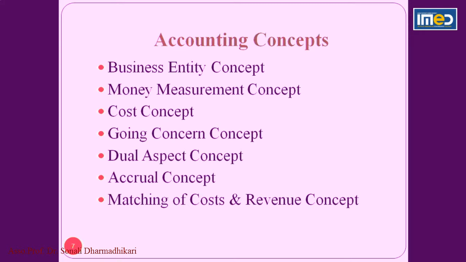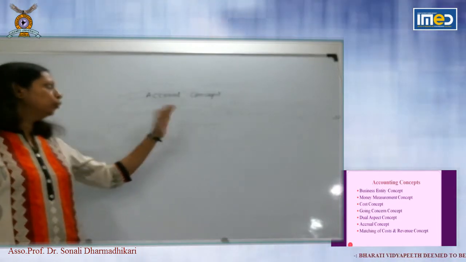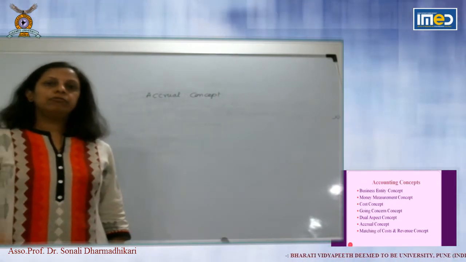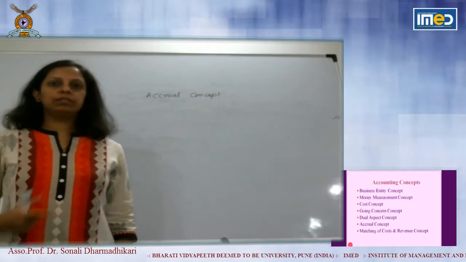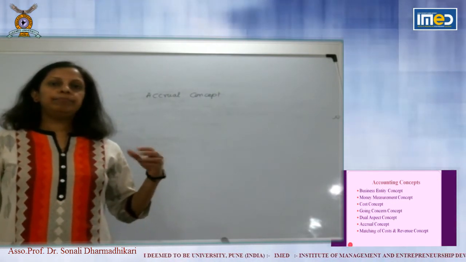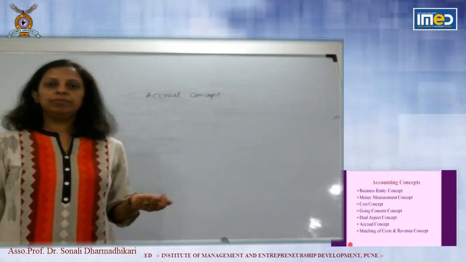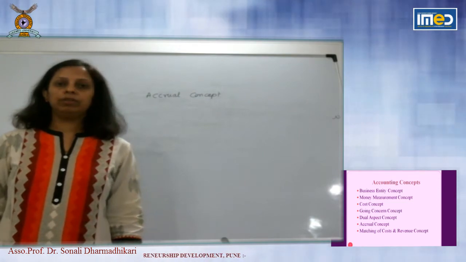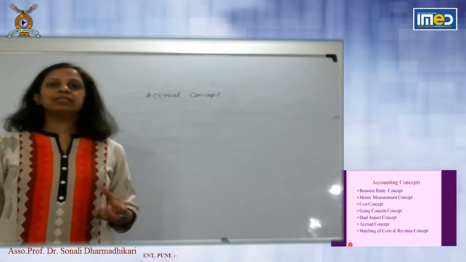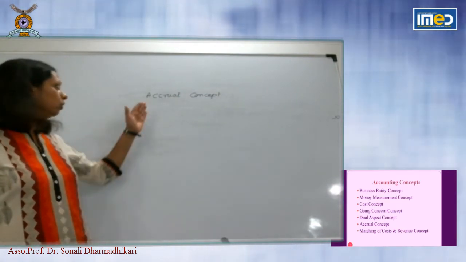Next is accrual concept. Actually, there are two systems of financial accounting. First is cash system and second is accrual system. Now, as per cash system, when the transactions are paid in cash or received in cash, then they are recorded in the books of accounts. And in accrual system, when the transactions are due or accrue, they are recorded in the books of accounts. Actually, legally, accrual system is allowed in or followed by all businessmen in accounting.